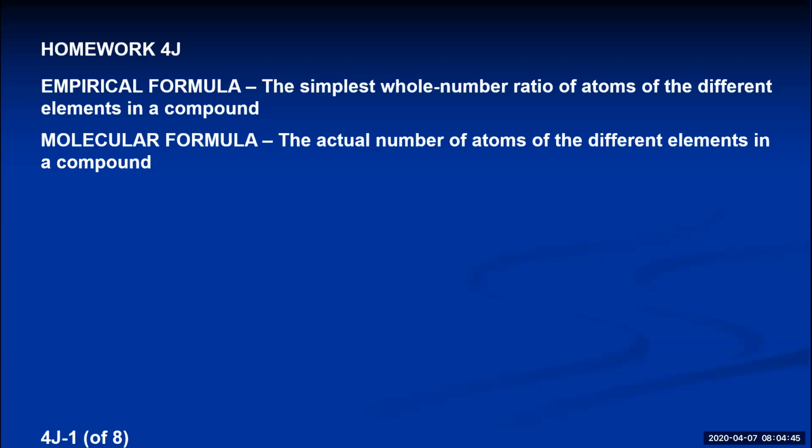Number 1, combustion of a hydrocarbon yields 6.78 grams of carbon dioxide and 2.78 grams of water. If the molar mass of the compound is 85 plus or minus 5 grams per mole, determine its empirical and molecular formulas. When you're given raw data for a compound, in this case its combustion information, you can calculate its empirical formula from that.